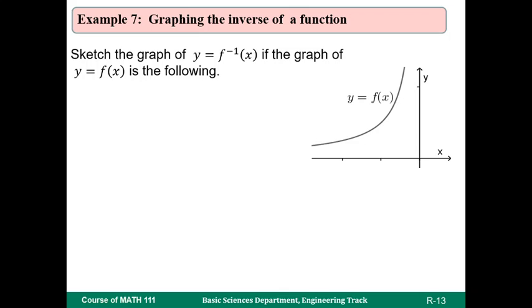Okay, so let's solve this problem here. It says, sketch the graph of y equal to f inverse of x if the graph of y equal to f of x is the following. So we want to get the graph of the inverse of f, and the graph of f is given here. The idea is to check the reflection through the y equal to x line. So what is the y equal to x line first? Where is it?